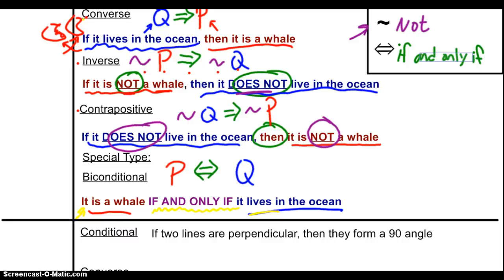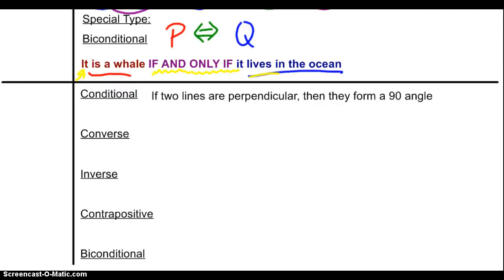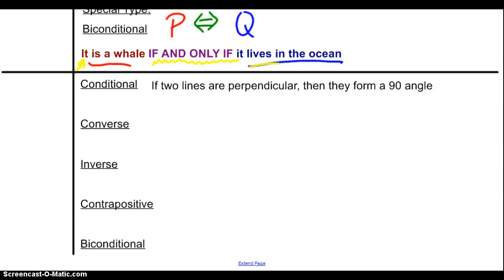At this point, I'd like you to try and actually write out your own converse, inverse, contrapositive, and biconditional. So take a look at the bottom. Pause the video here. Try and write out a converse, inverse, contrapositive, and biconditional for the statement up top. If two lines are perpendicular, then they form a 90-degree angle. In fact, let me just underline. There's your hypothesis, and there's your conclusion. So pause the video here and give that a try. And the answers are going to pop up right. And there they are.